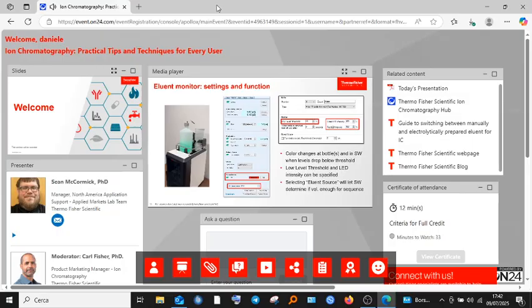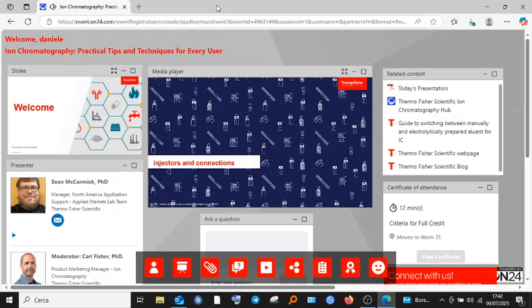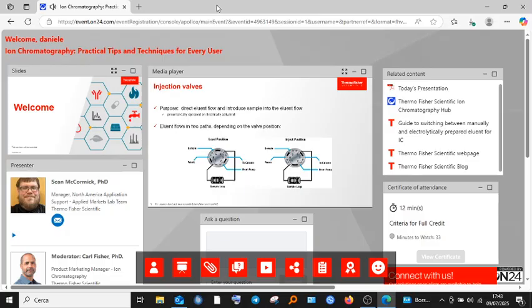If we follow along our flow path for our system, the next stop after pumps is injectors, as well as the connections that put everything together. The injection valve is a 6-port, 2-position valve, whose main purpose is to direct flow and introduce samples into the eluate stream. This is typically done pneumatically or through electric activation. The eluate flows in one of two paths depending on the valve position.